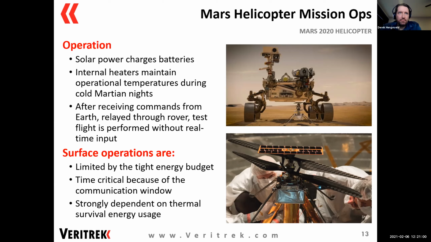And so the surface operations are really limited by a tight energy budget. We have a limited battery energy supply. We're trying to keep things warm enough on these cold Martian nights, and energy is really crucial here. We want to have enough that we're going to keep things warm enough so we can fly this thing around. Also, it's time critical because of the communication window. I'll show you what that looks like in a little bit. You'll see that time window.